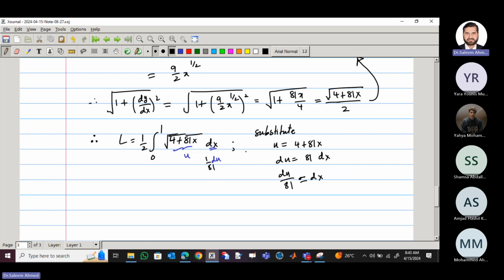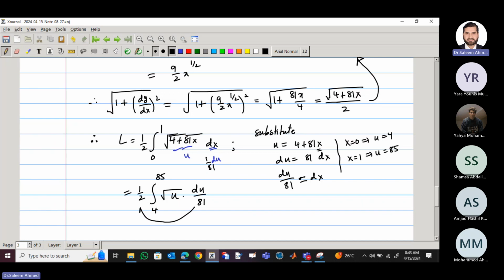And then you change the limits as well. If x is 0, u is 4, because 4 plus 0 is 4. And when x is 1, u is 4 plus 81, which is 85. So I got 1 by 2, 0 gives you 4 and 1 gives you 85. This becomes u, and dx becomes du by 81.